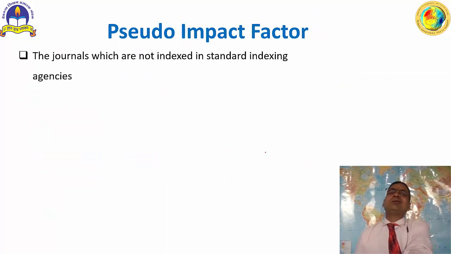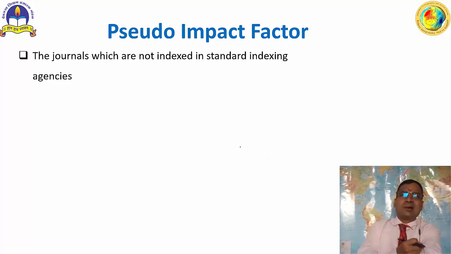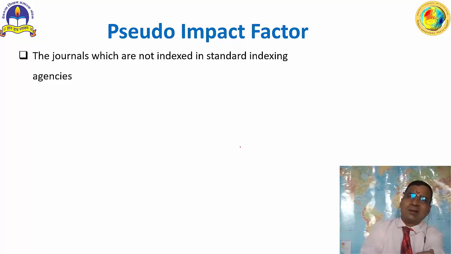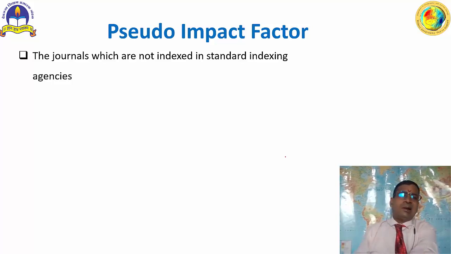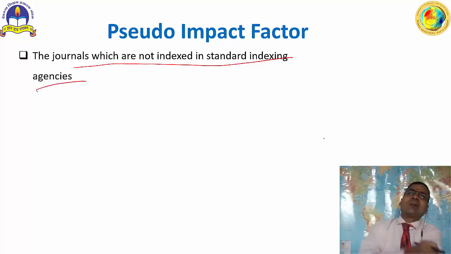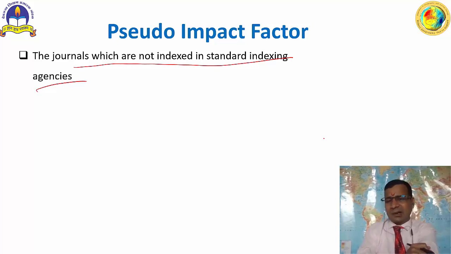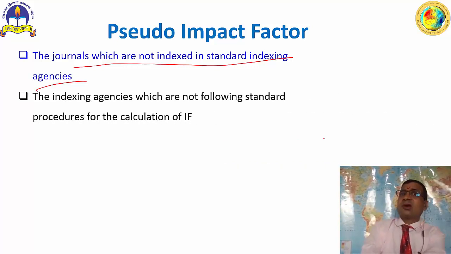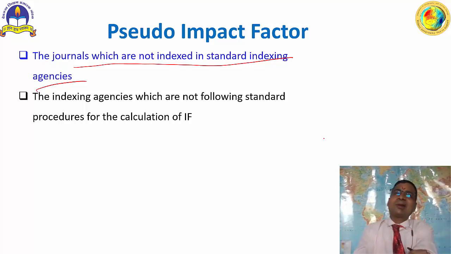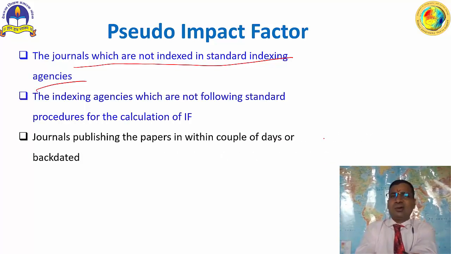Now we will talk about pseudo impact factor. What does pseudo impact factor mean? There are some predatory journals, and likewise predatory indexing agencies. They are not following the standard procedures while issuing the impact factor, and that impact factor may be considered as pseudo impact factor. Here you can see the journals which are not indexed in standard indexing agencies, their impact factor may be considered as a pseudo impact factor. Also, the indexing agencies which are not following the standard procedures for the calculation of impact factor, that impact factor will be considered as pseudo impact factors.